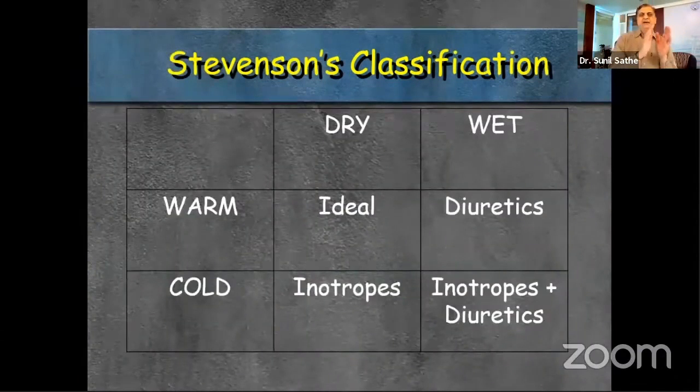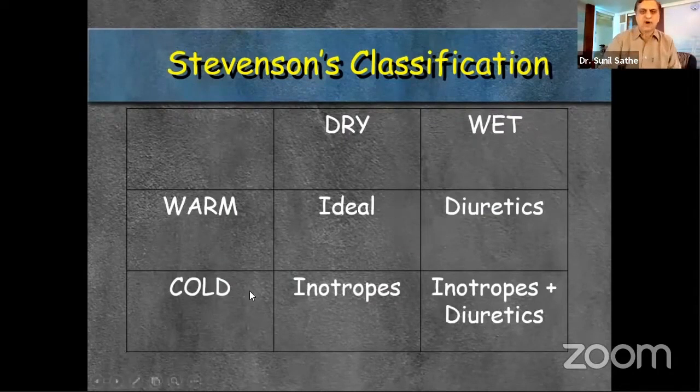And the same thing is correlated with drugs. When the patient is warm and dry, it's ideal. That means I've optimized them medically. Okay, then I look at management. When the patient is warm and wet, yes, it's diuretics. When cold, clammy, hypotensive, but dry, it may be inotropes, and maybe inotropes plus diuretics. So basically, clinical optimization is simple. My aim is that my patient should be warm and dry.